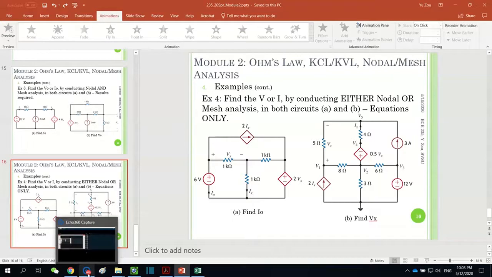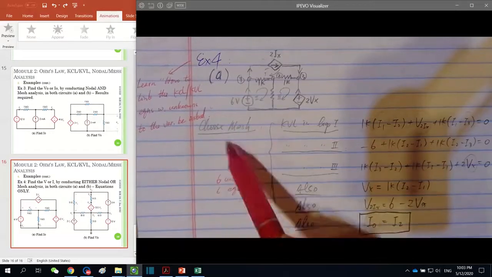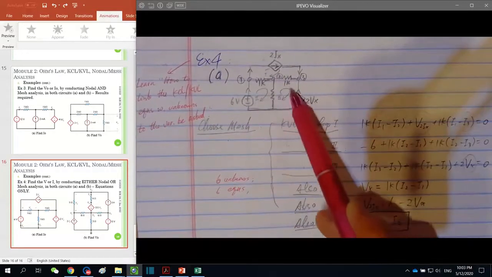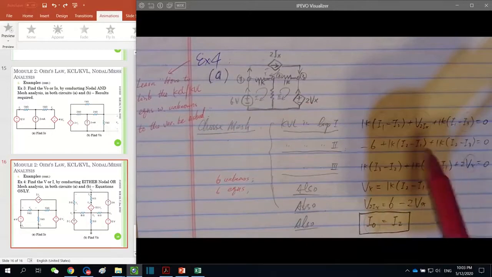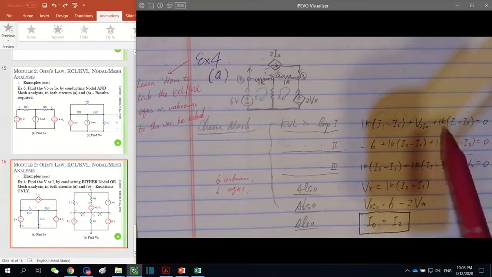So let's see, for circuit A, the solution is here. I'm choosing mesh first, and defining the meshes: 1 up here, 2 down here, and 3 here. And accordingly come up with 3 KVLs in 3 meshes. And one thing I need to remind is, after these 3 KVLs, we have only 3 equations, however up to 5 unknowns. So obviously we can't find any one of them. That's why I have to come up with extra equations.